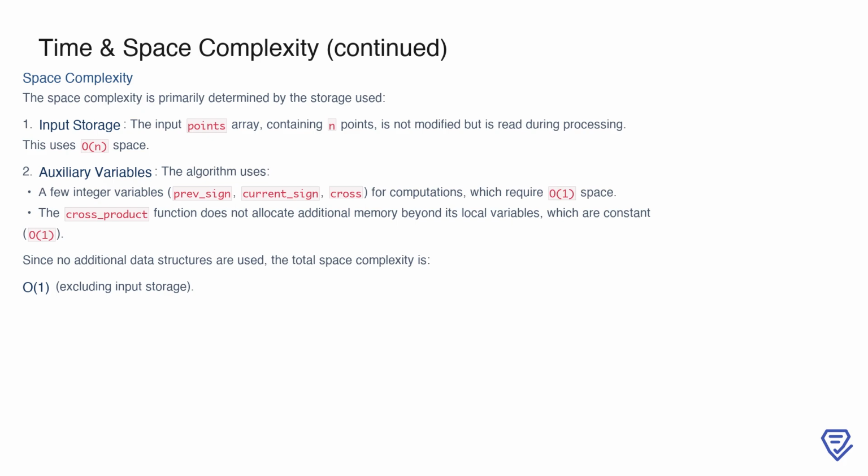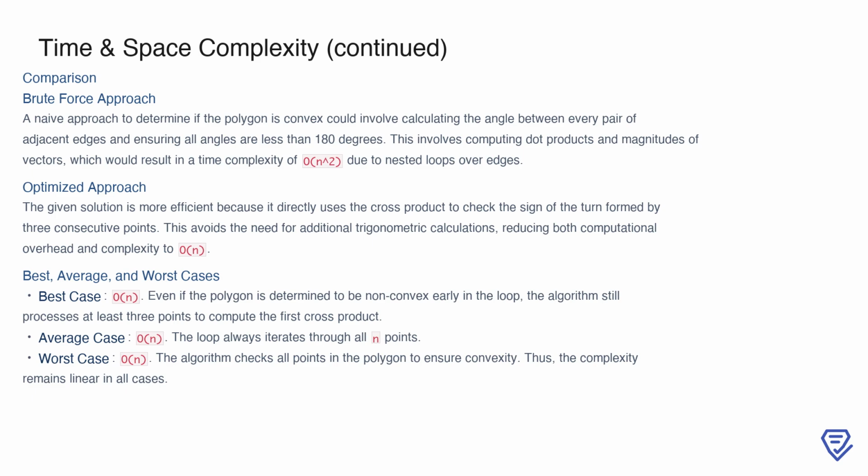Beyond the input, the algorithm utilizes a few auxiliary variables such as preb_sign, current_sign, and cross for its computations. These variables require only constant space, or O(1). The cross_product function doesn't allocate any additional memory aside from its local variables, which are also constant. Since the algorithm does not rely on any extra data structures, the total space complexity is O(1), excluding the input storage. Comparing this approach to a brute force method highlights its efficiency.